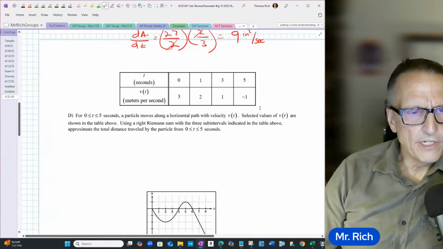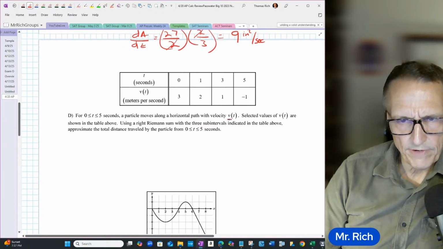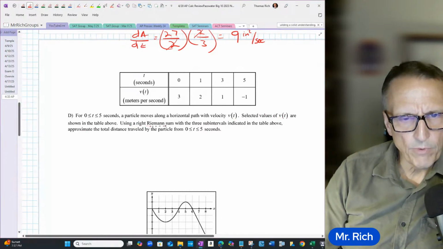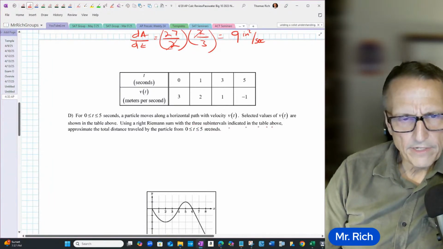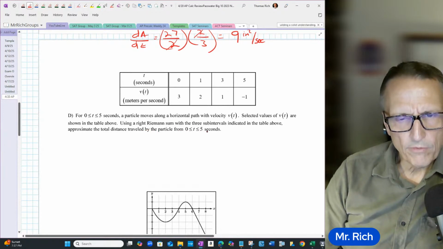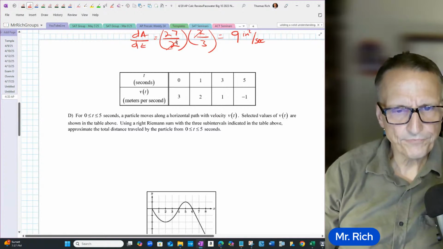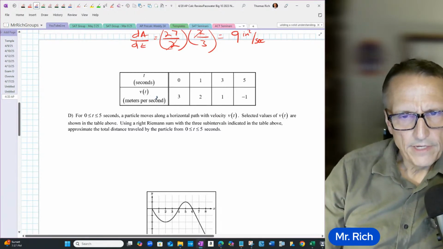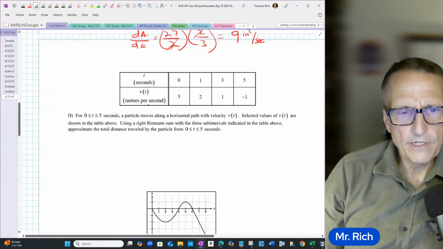Part D, it says, for t from 0 to 5, a particle moves along a horizontal path with velocity v. Selected values for velocity are shown in the table above. Use a right Riemann sum with 3 subintervals indicated in the table above to approximate the total distance traveled by the particle from 0 to 5. Okay, so a couple of things here. Total distance traveled is going to be the integral of the absolute value of velocity.